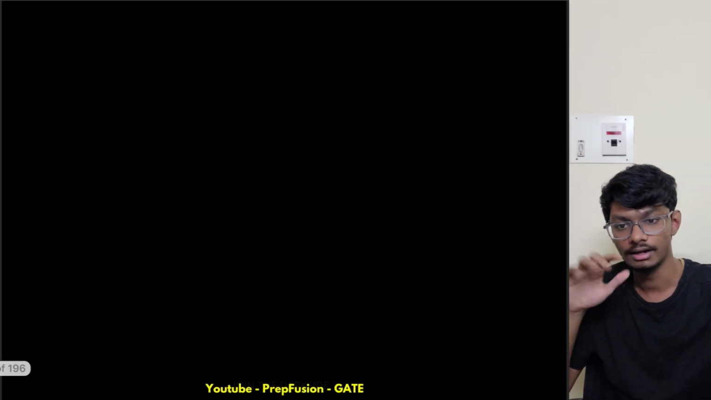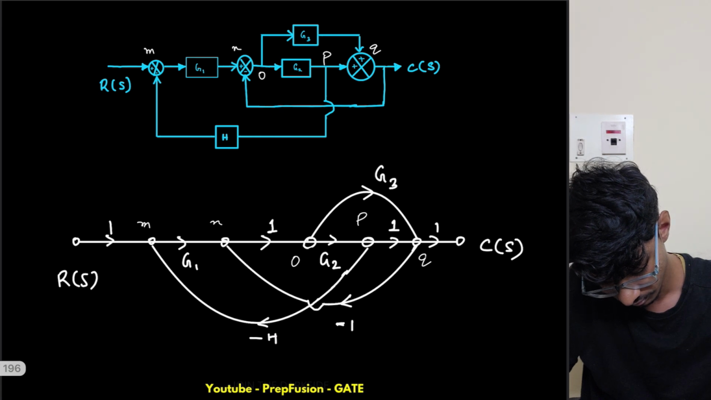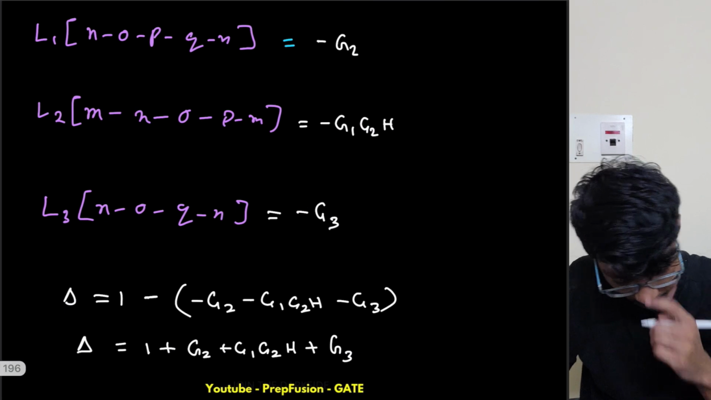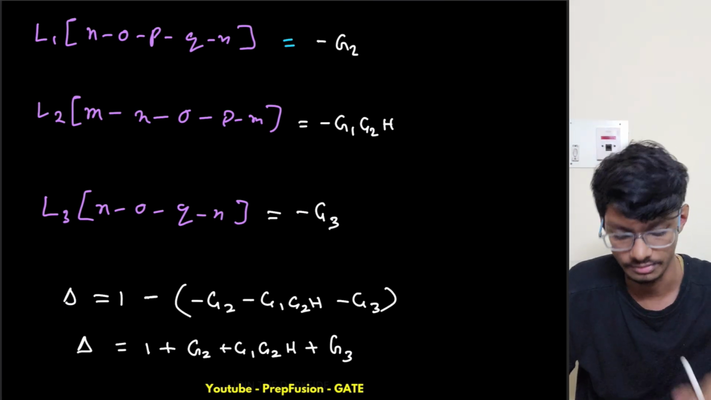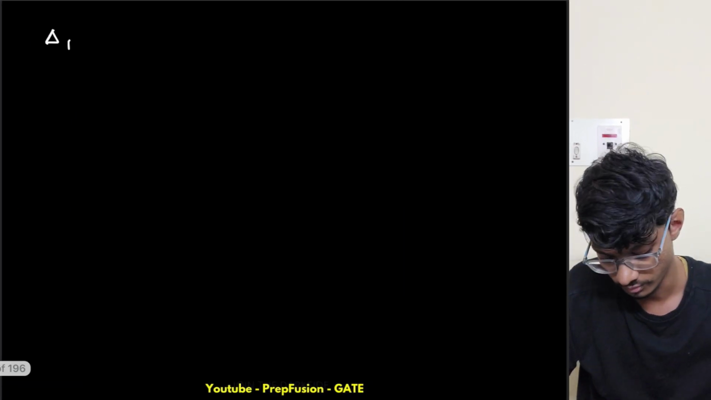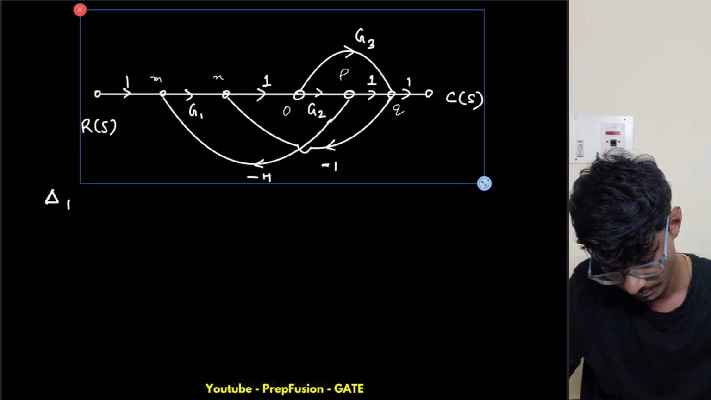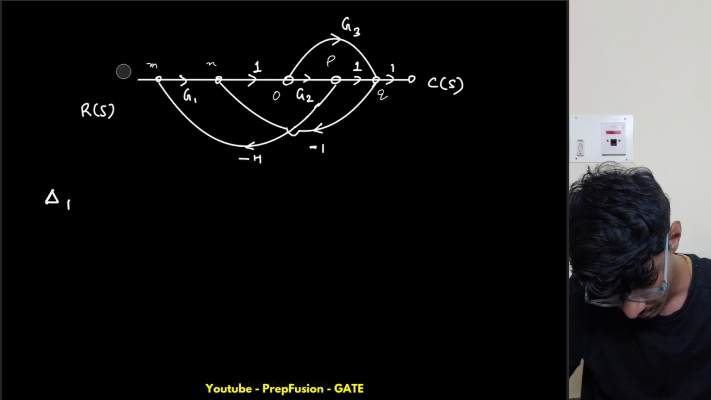Now let's find the associated loop gain. For delta, let's find delta 1. Delta 1, what do I need to do? I need to remove this path, right? So again I will copy this. You don't need to write and remove that part; you can directly solve it from the diagram itself. To explain it to you, I have to copy and paste all of these things. So for delta 1, what I will do is remove this path.